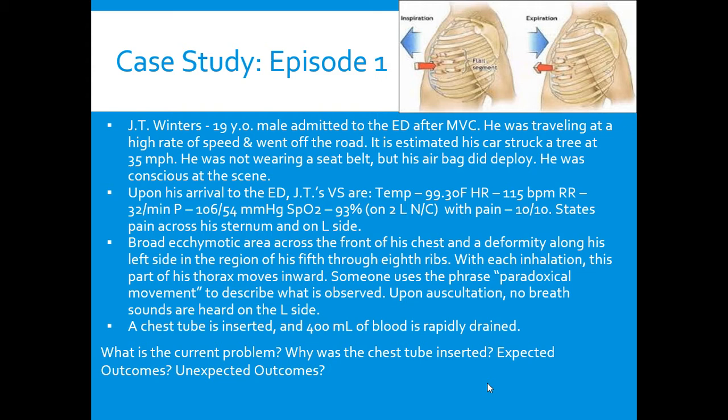With each inhalation, this part of his thorax moves inward. Someone uses the phrase paradoxical movement to describe what is observed. Upon auscultation, no breath sounds are heard on the left side. Not good. A chest tube is inserted and 400 milliliters of blood is rapidly drained.